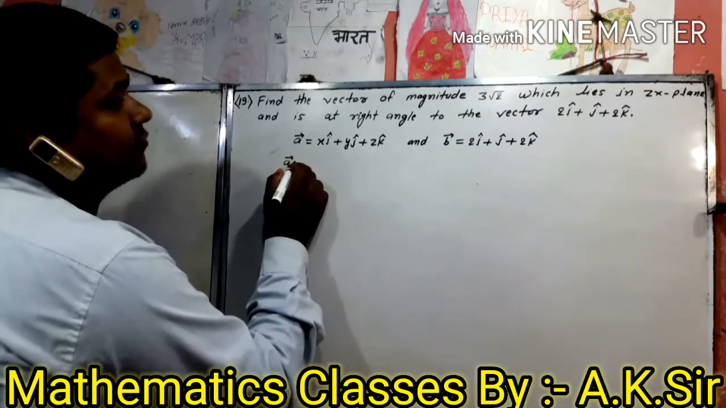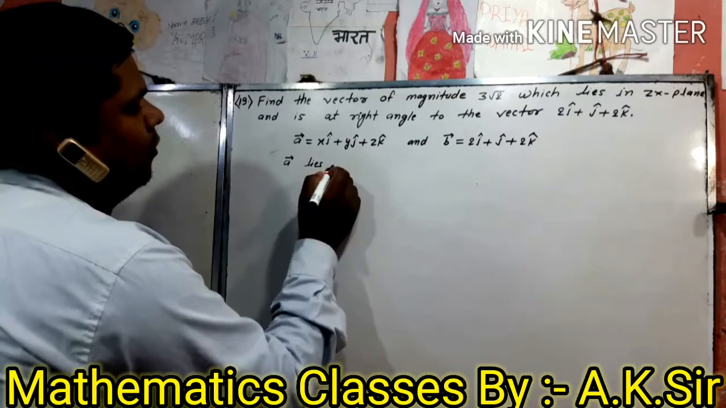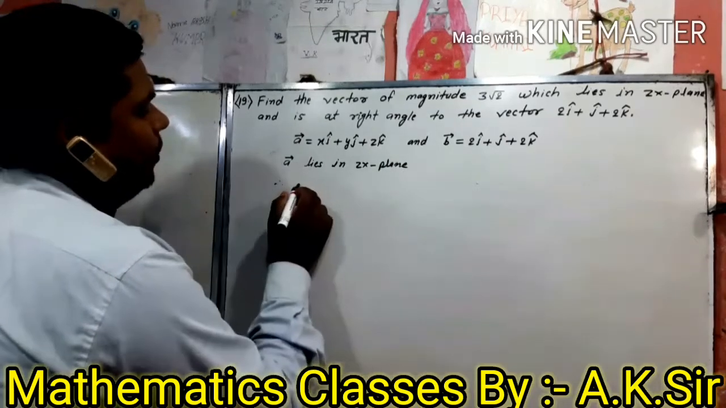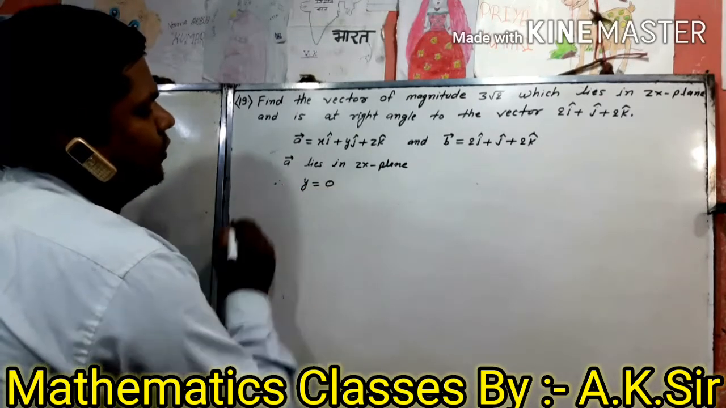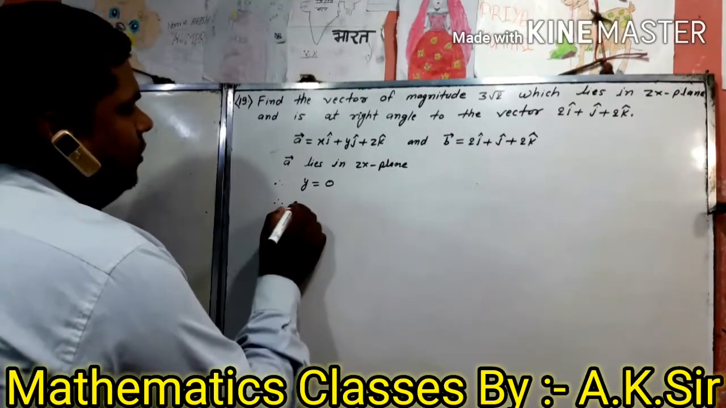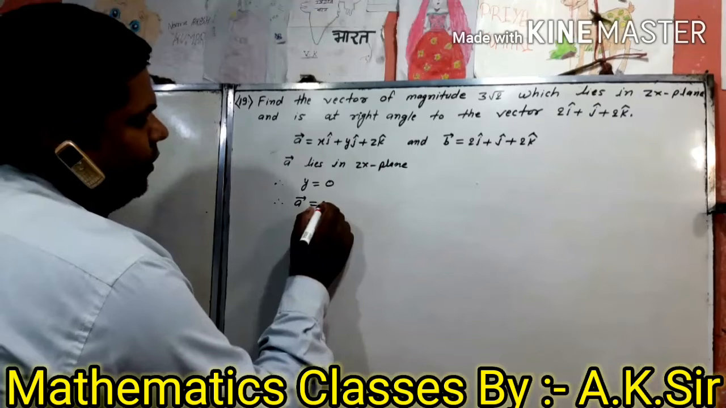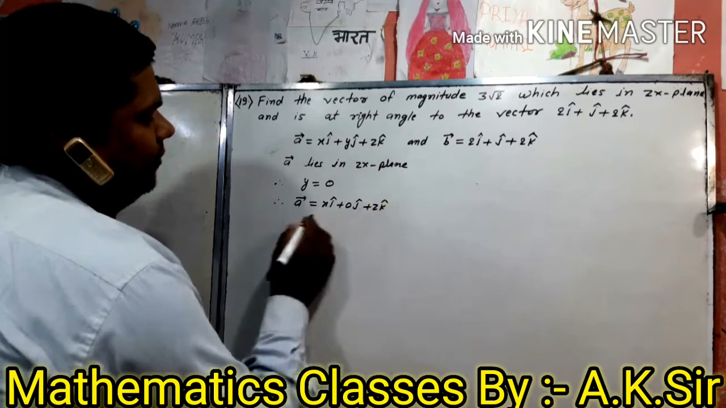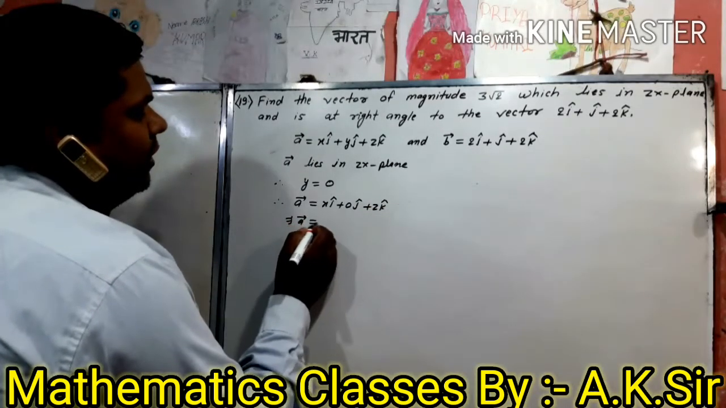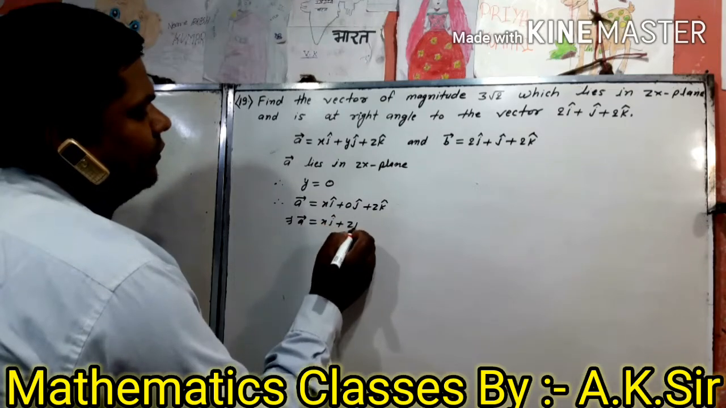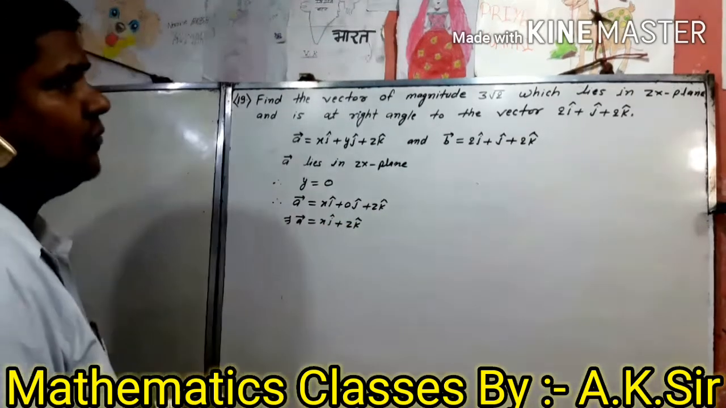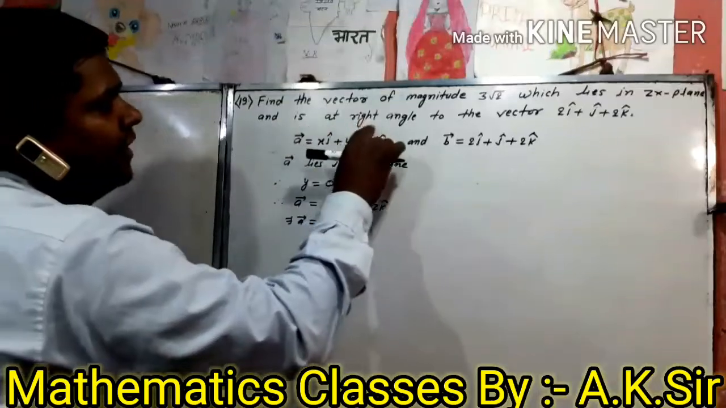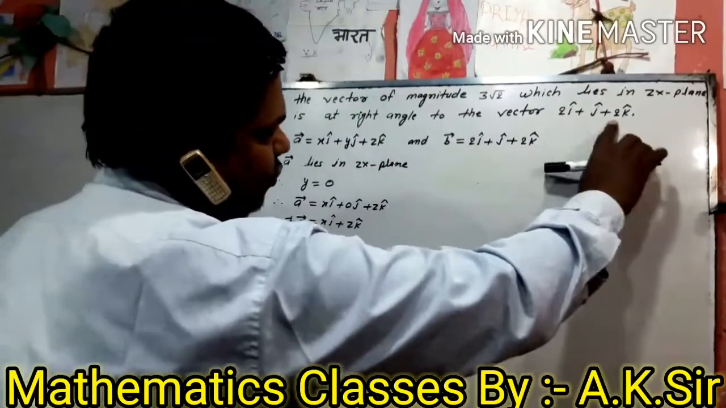A vector lies in the zx plane. So y is equal to 0. So a vector is equal to xi cap plus 0 j cap plus zk cap. It means a vector is equal to xi cap plus zk cap, which lies in the zx plane and is at right angle to the vector, so it means b vector.